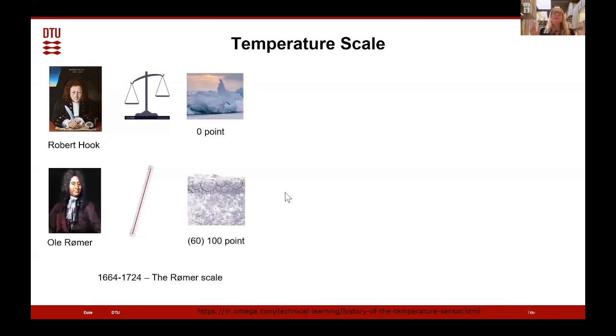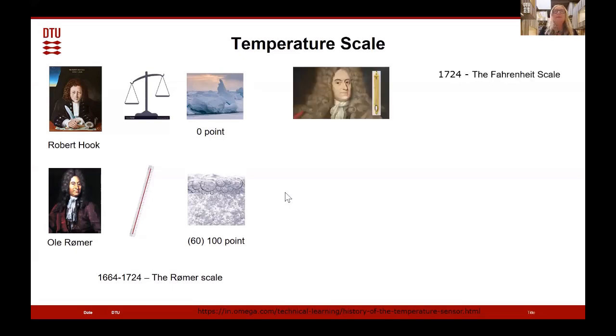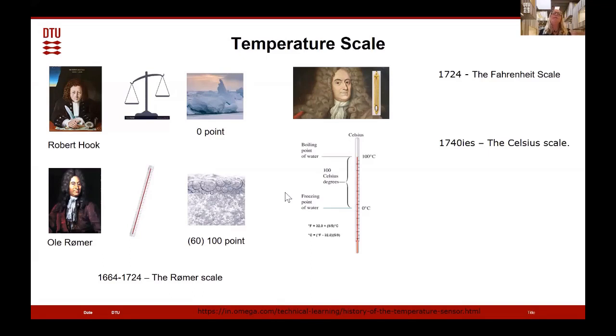Later on, the scale was expanded by Ole Rømer, where he added another point on the temperature scale, which was the temperature of boiling water. Ole Rømer put the boiling water temperature at 60 points. Later on, Fahrenheit introduced his very complicated temperature scale based on the 0 point as the human temperature, 37 degrees. And later the Celsius scale came, which was an improvement or a change of the Rømer scale, where the boiling point of water was placed at 100 degrees Celsius, it was called at that point.